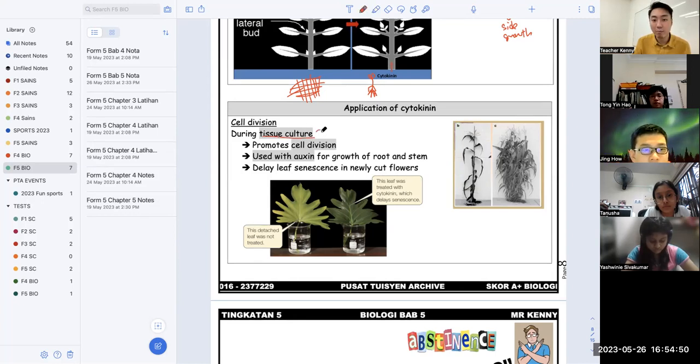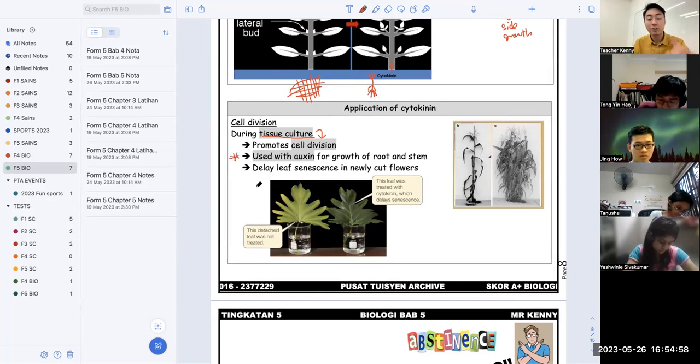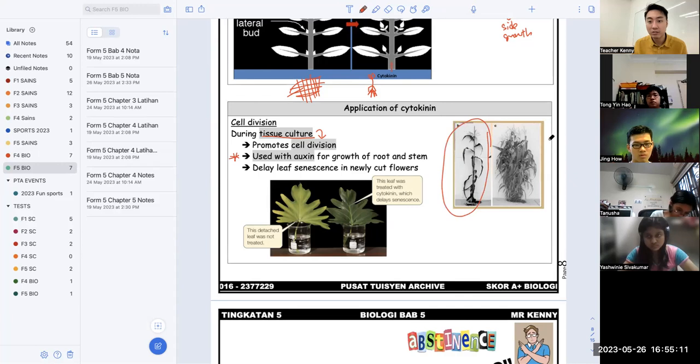All right, again, by promoting cell division, put a star over here. Always remember this one, important. Always use with auxin for growth. Division is not enough. You need elongation as well. Understand? You see the bushiness before and after. That's the difference. Cytokinin: the growth of lateral buds, more bushy.